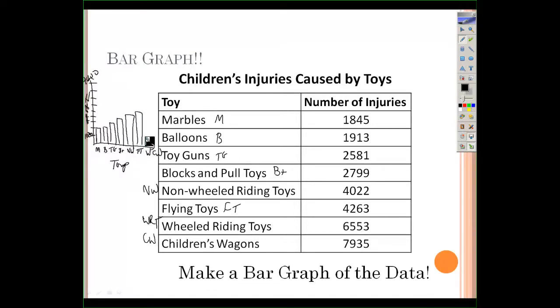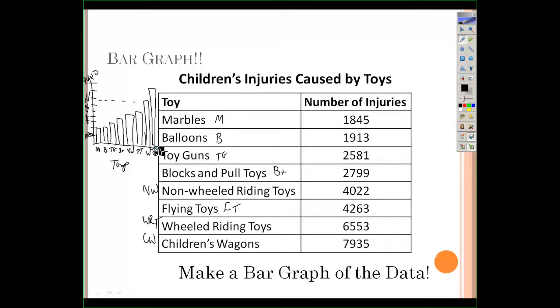Then wheeled toys, 65. Now we're really talking 1, 2, 3, 4, 5, 6. We're about halfway there, so we need to go all the way up to up there. And then finally children's wagons all the way up at 8,000, almost to the top. And we have our bar graph.